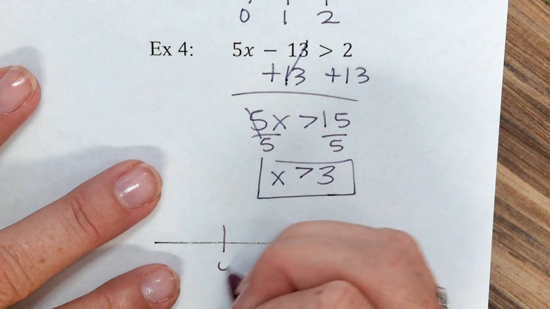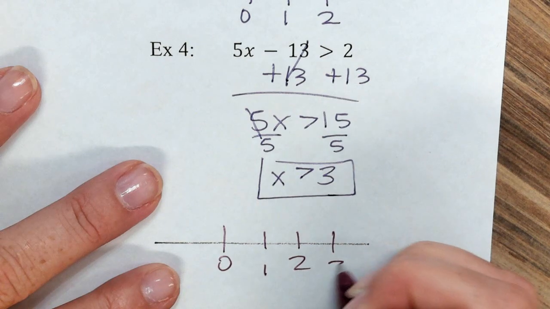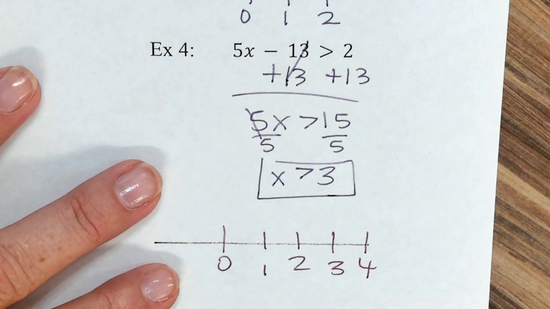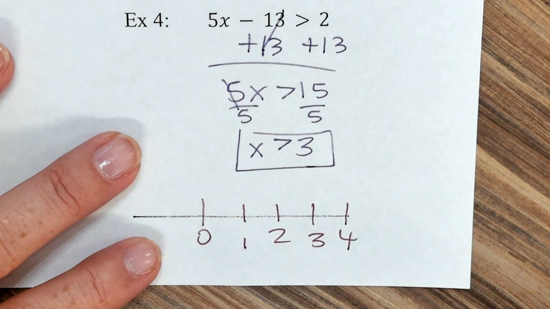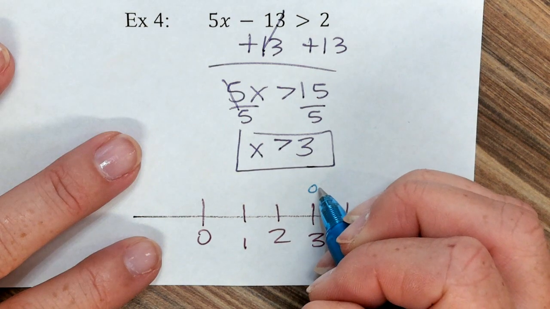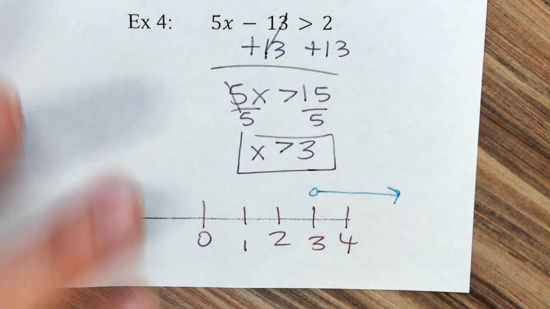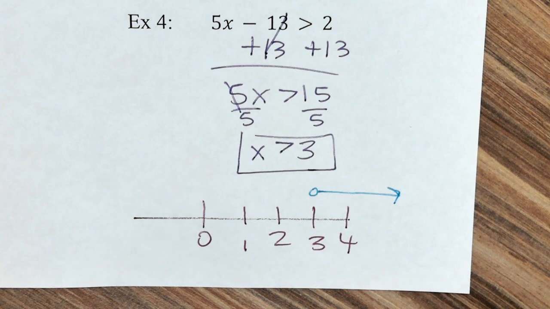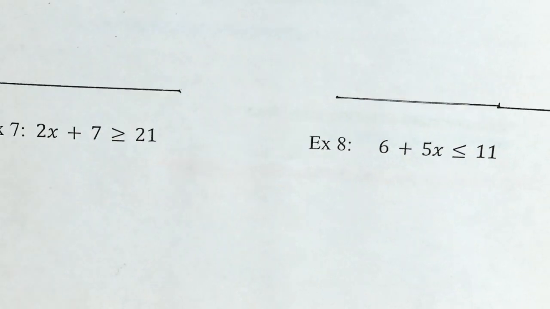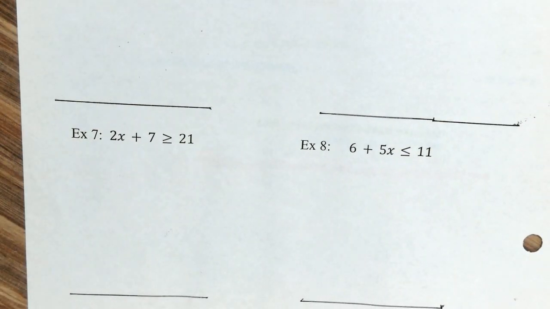So here I have 0, 1, 2, 3. What kind of circle is it going to get? Open. Which way will the arrow go? Right. We're not going to do all of them on the back, but we definitely want to do some because we haven't done any negative coefficients. There's none. Let's make some.